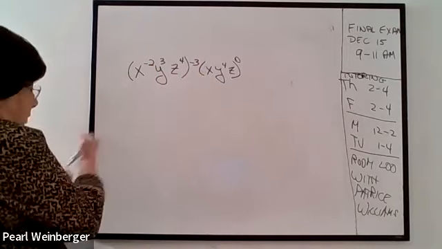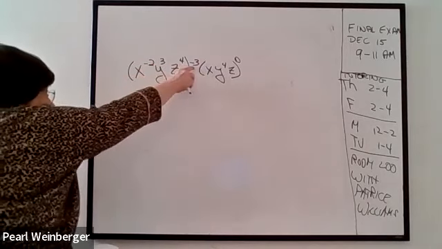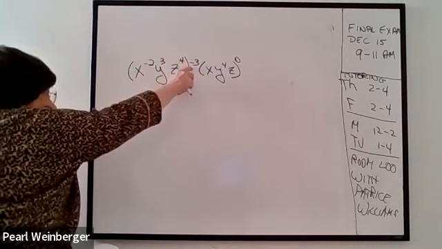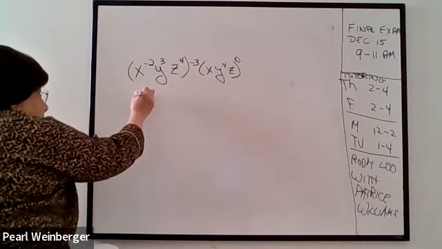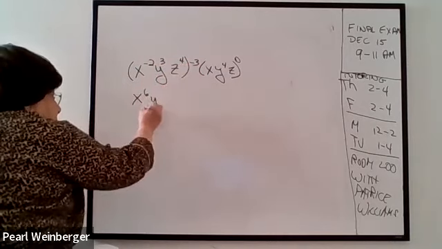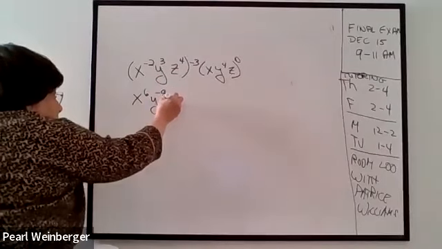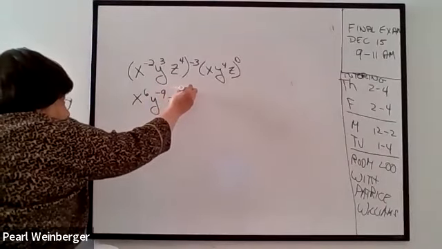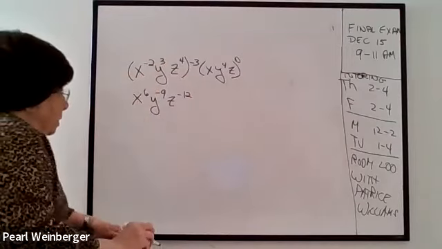Okay, so here what we're going to do is the x to the -2 to the -3. So we'll multiply the -2 times the -3, and that'll give us x to the 6. The y will become y to the -9. And the z will be to the -12, because I'm multiplying each of the exponents by the -3.